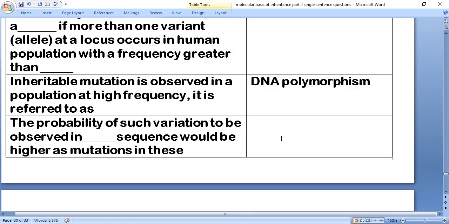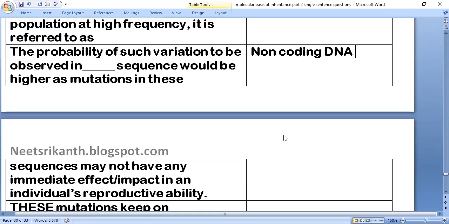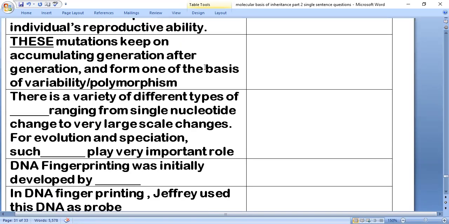The probability of such variation being observed in non-coding DNA sequences would be higher, as mutations in these sequences may not have any immediate effect or impact on an individual's reproductive ability. These mutations keep on accumulating generation after generation and form one of the bases of variability of polymorphism, that is, mutations in non-coding DNA.